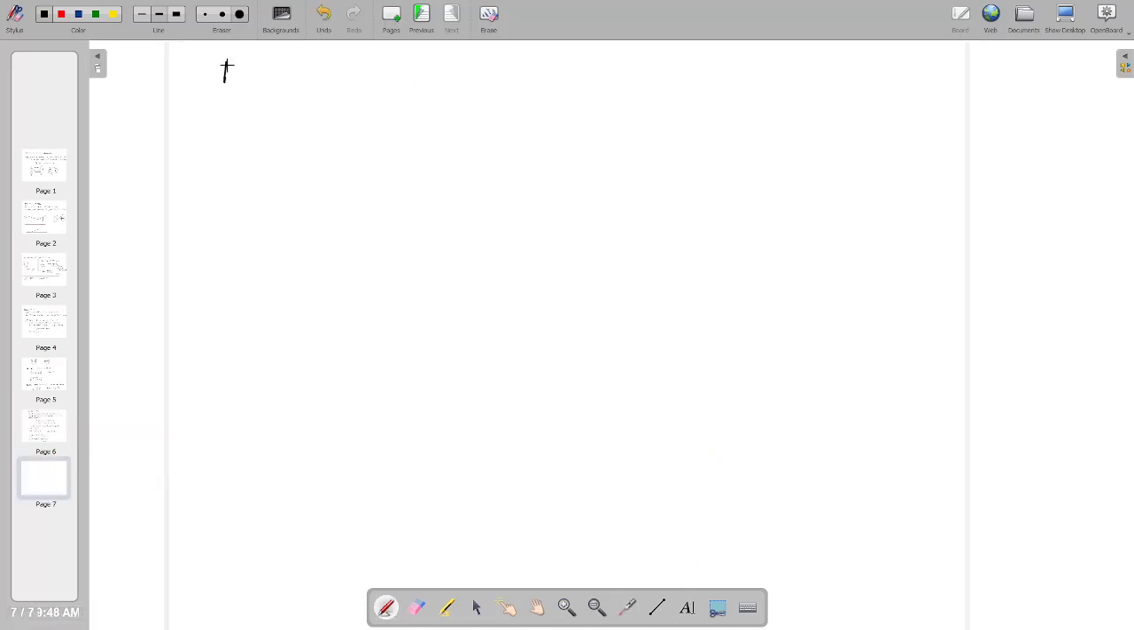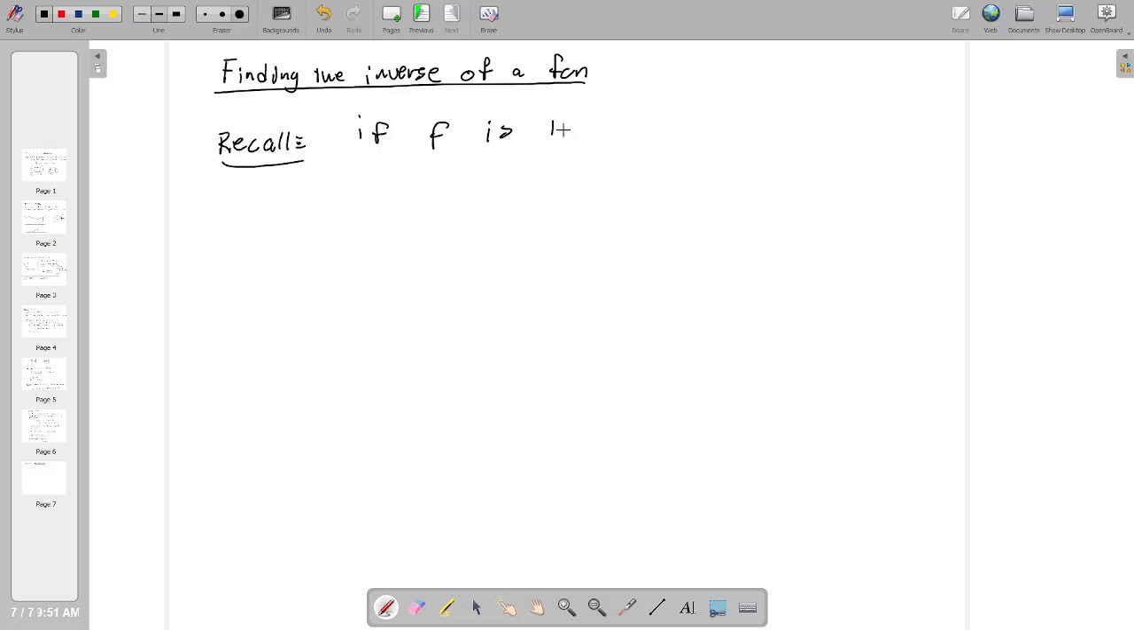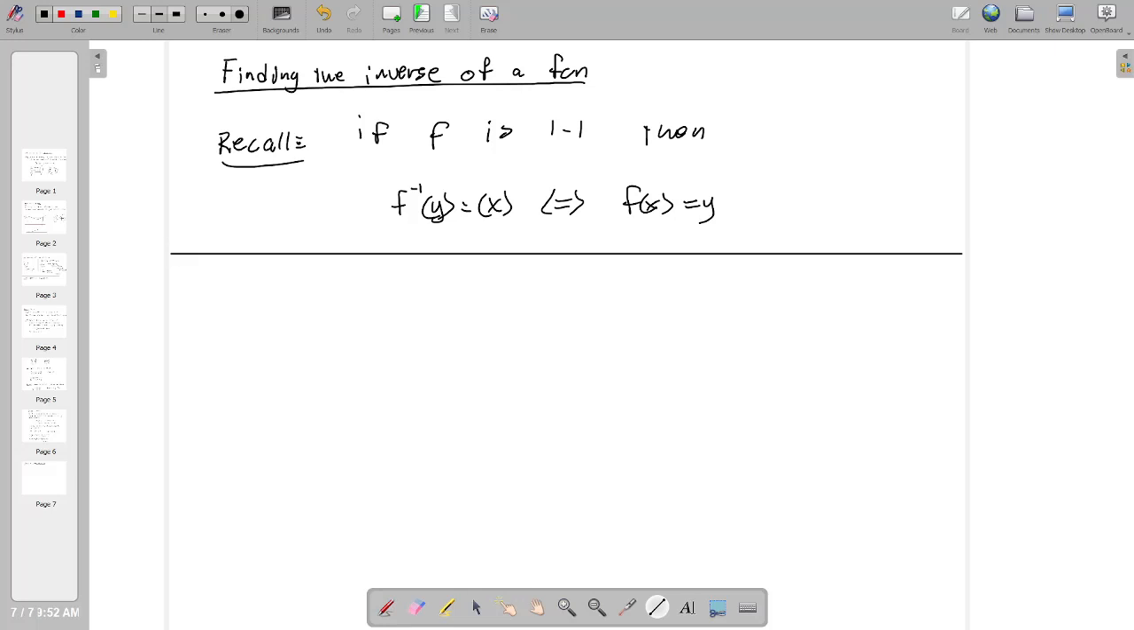Right, the next topic will be finding the inverse of a function. Recall from about 5 minutes ago, if f is 1 to 1, then f inverse of y equals x if and only if f of x equals y. This is how we defined f inverse. Now I want to give you a guideline on how to solve these types of problems algebraically. How to find the inverse of a one-to-one function.